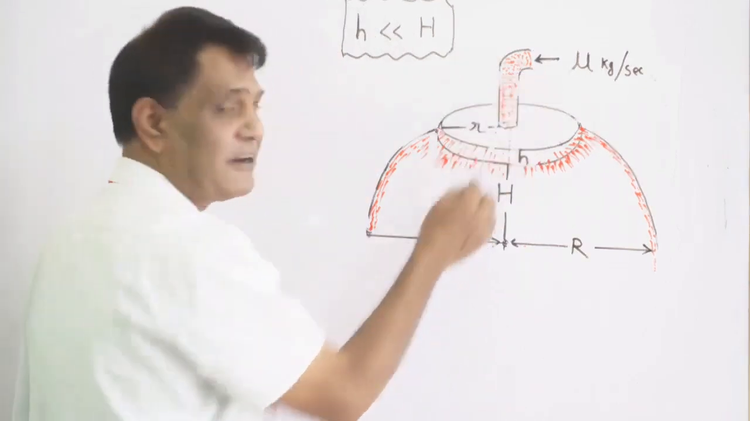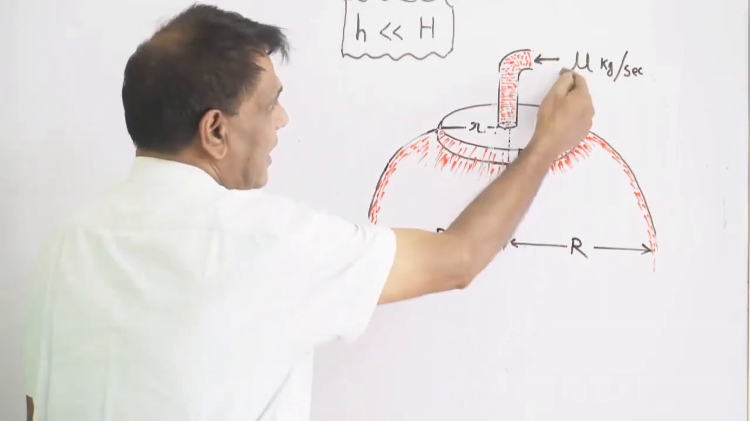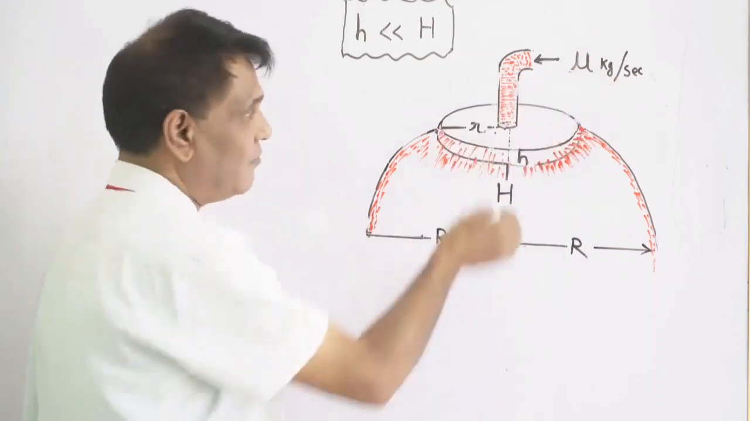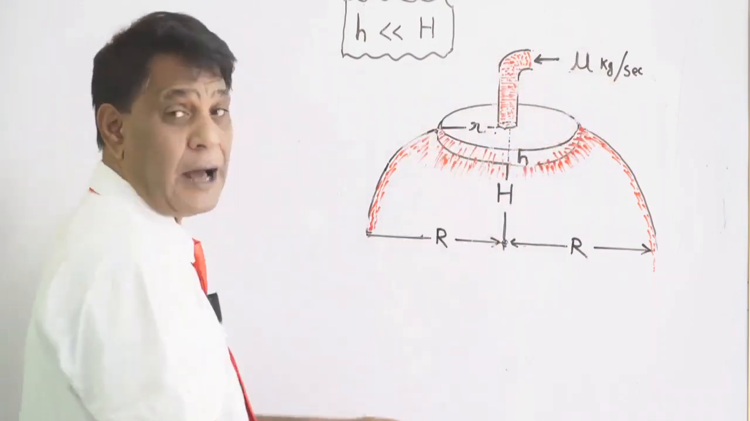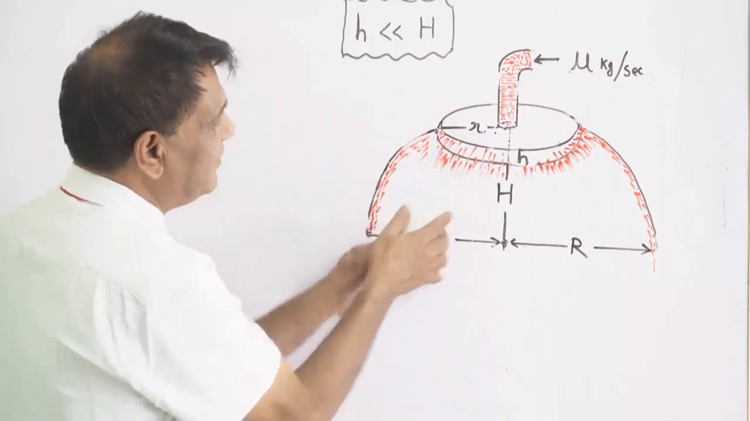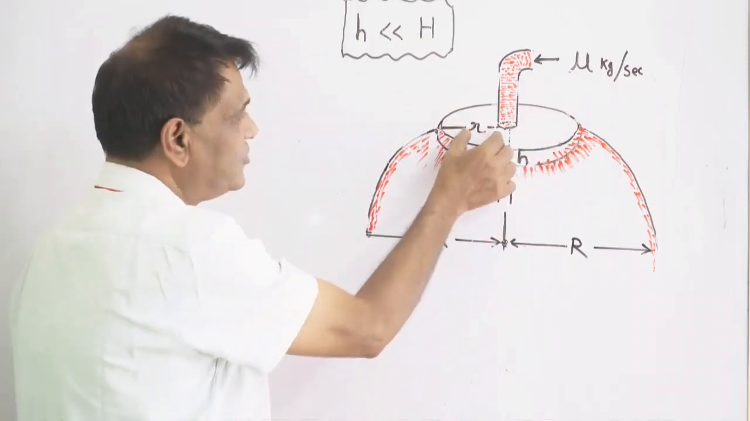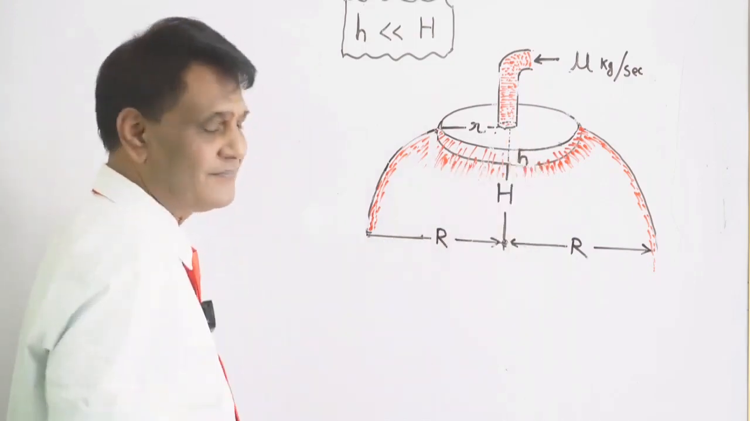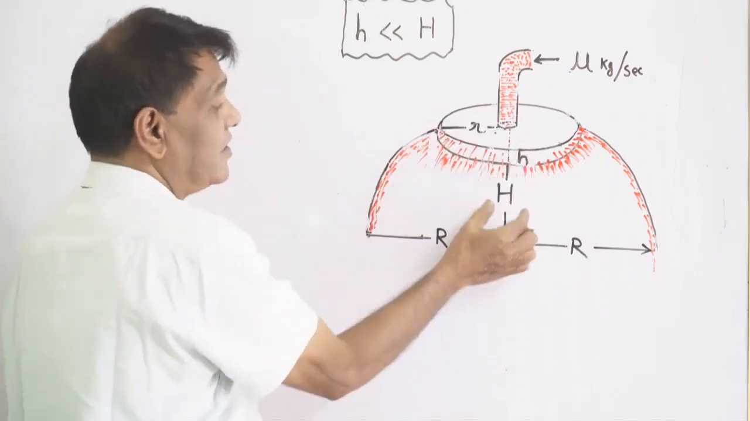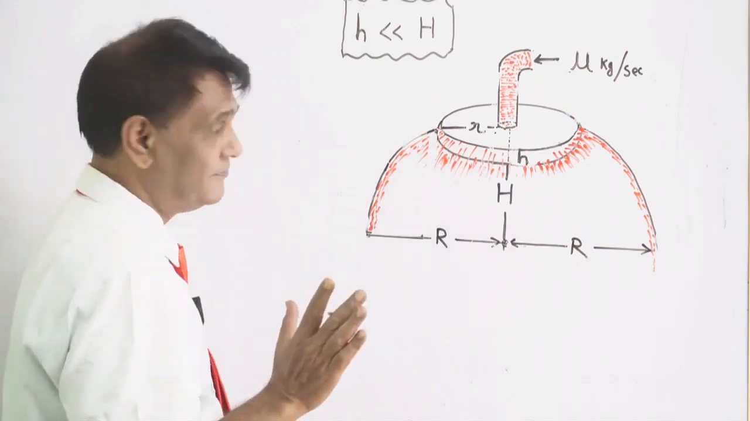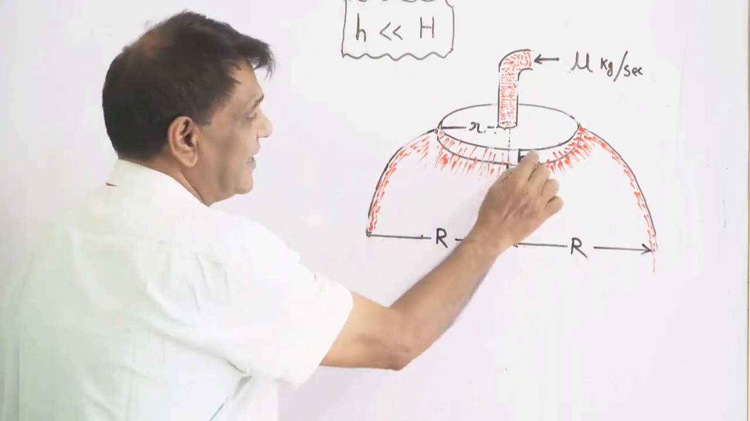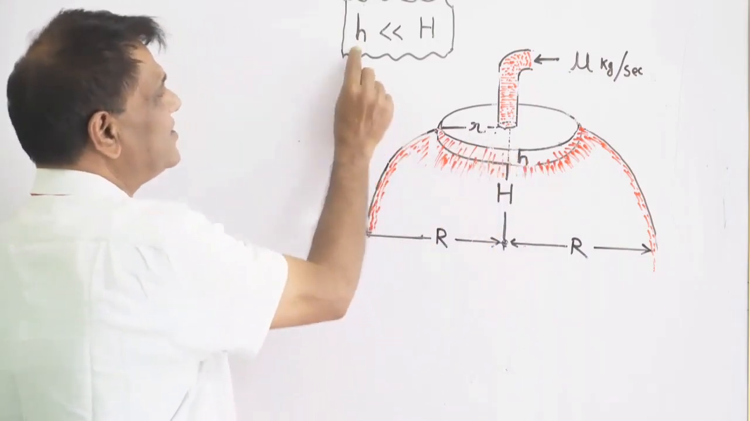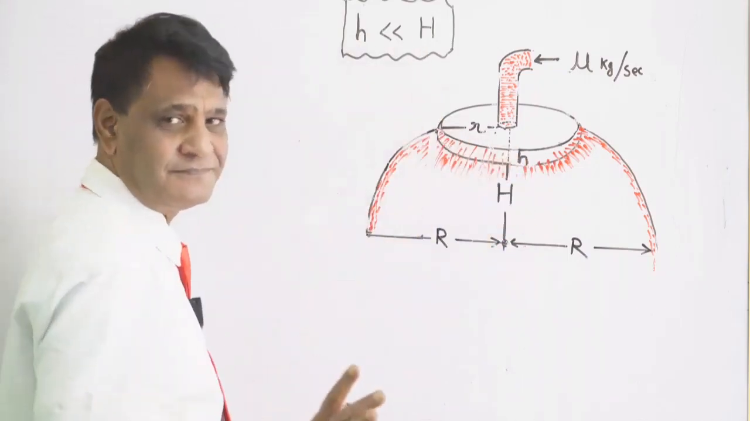See, a tube is given carrying water, and water is fed into the tube at the rate mu kg per second. Water entering, and the water comes out from the gap between the two discs. Radius of the disc is given and the gap between the discs is h, small h. The disc is at a height capital H above the ground. The relation between the gap and the height above the ground is given.